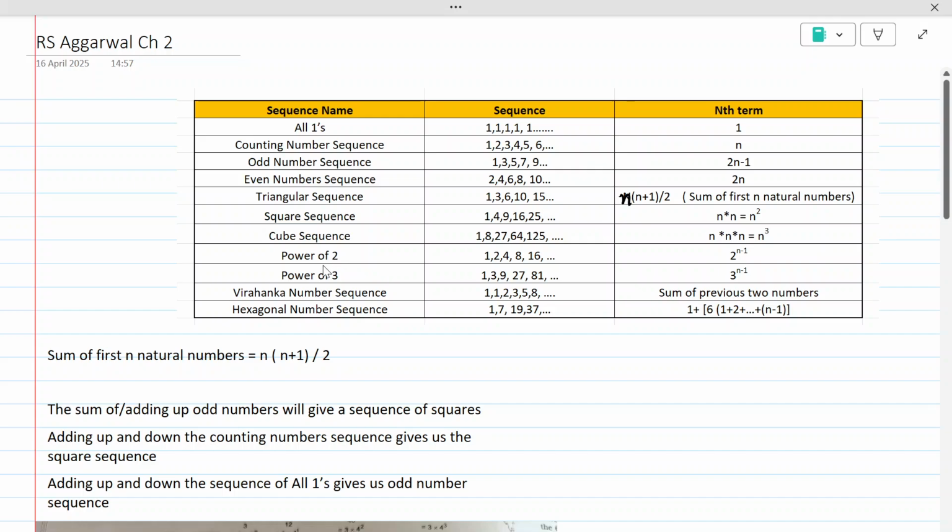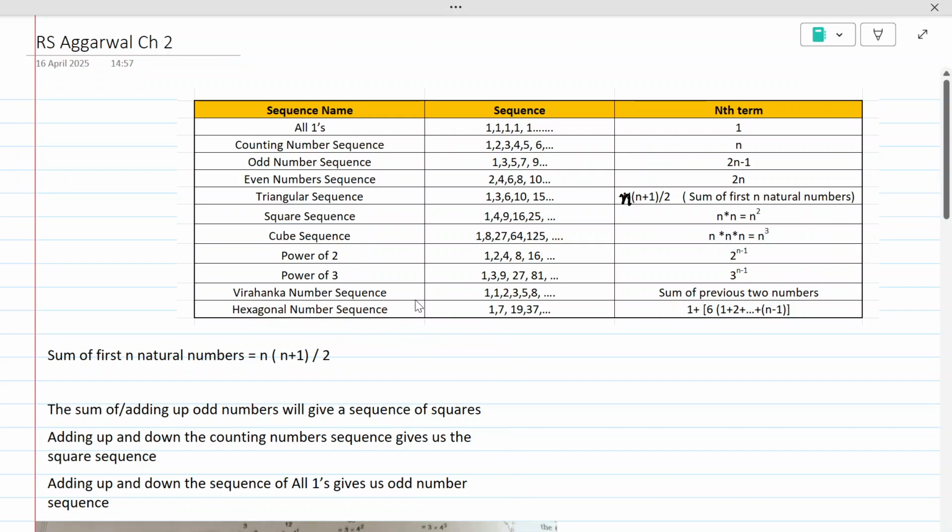Okay. Next, we have the power of 3. In this case, we have the sequence as 3 raised to the power 0, 3 raised to the power 1, 3 raised to the power 2, 3 raised to the power 3, and so on. And similarly, for the nth term, we will use 3 raised to the power n minus 1 here. So if I need the 10th term of the series, the answer will be 3 raised to the power 10 minus 1, that is 3 raised to the power 9.